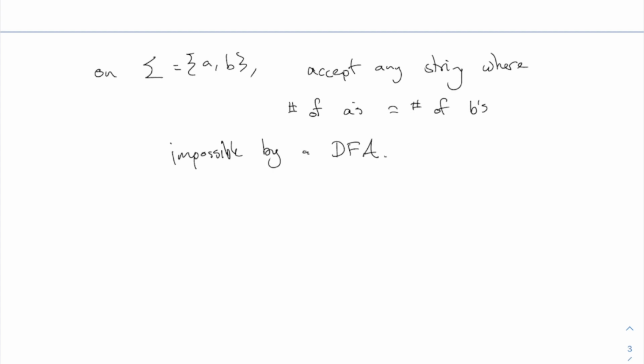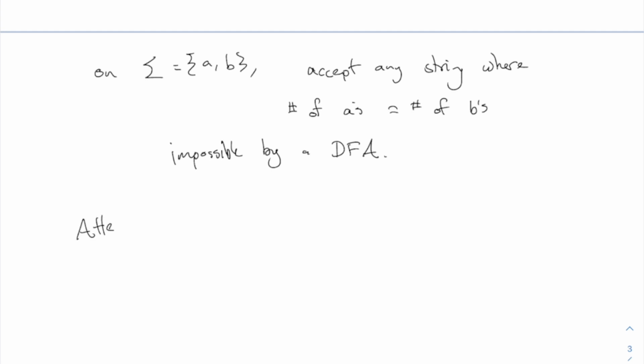All right, and the issue is the DFA has to read the string one letter at a time. As you go down the string, if you want to accept or reject it, you need to keep track: are there more A's or more B's at each point? All right, so here's an attempt.